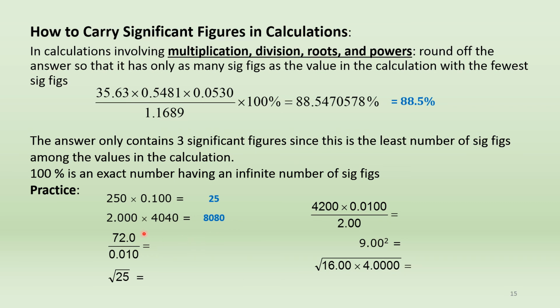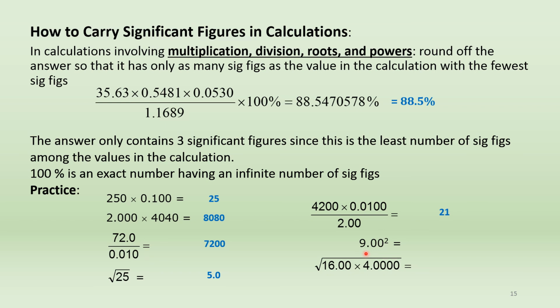72.0 with 3 sig figs divided by 0.010 with 2 sig figs. We're going to have an answer with 2 sig figs. Dividing by 0.01 is the same as multiplying by 100, so we'll get 7200, and this number has 2 sig figs in it. Root of 25 with 2 sig figs will be 5 with 2 sig figs, so that's 5.0. 4200 has 2 sig figs times 0.01 with 3 sig figs divided by 2 with 3 sig figs. So there'll be 2 sig figs in our answer. 4200 times 0.01 moves the decimal over 2 places. We have 42 divided by 2 is 21, simply 21 with 2 sig figs.